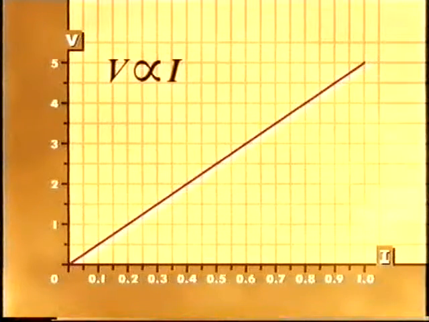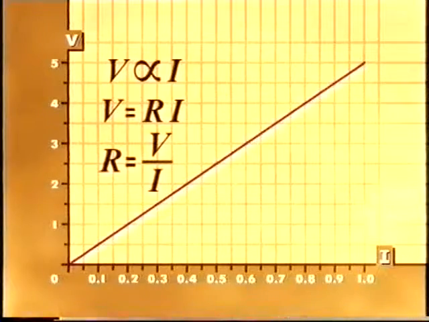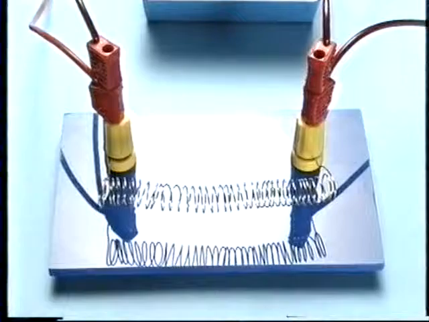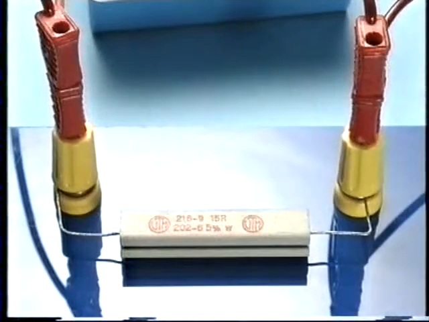If we call the gradient of the line R, this proportionality can be written as V equals RI. Rearranging gives R equals V divided by I. Check out what happens to voltage and current when the wire is replaced with a resistor.